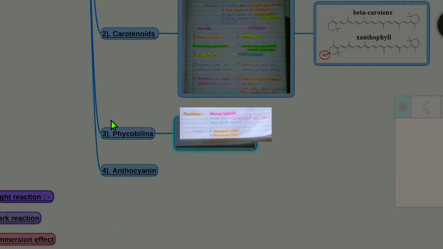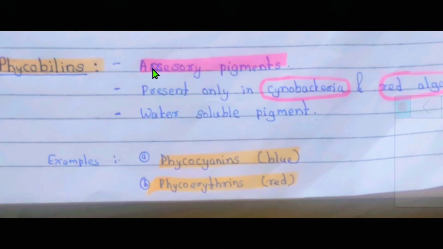Phycobilins. Phycobilins are the accessory pigments which are present only in cyanobacteria and red algae. Phycobilins are water soluble pigments, and the examples of the phycobilins are phycocyanins and phycoerythrins. Phycocyanins are blue in color and phycoerythrins are red in color. Erythro means RBC. We'll see in class 12th circulation chapter RBC is red in color. Then the name gives red, phycoerythrins, and cyanin means blue.